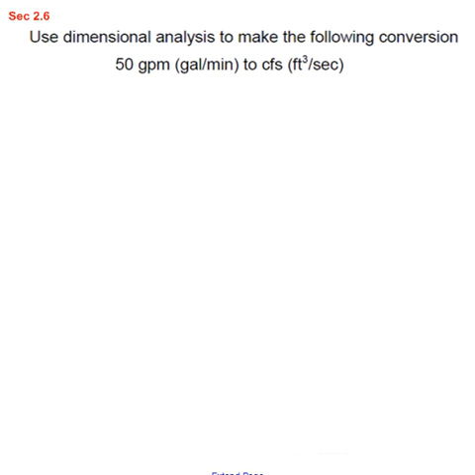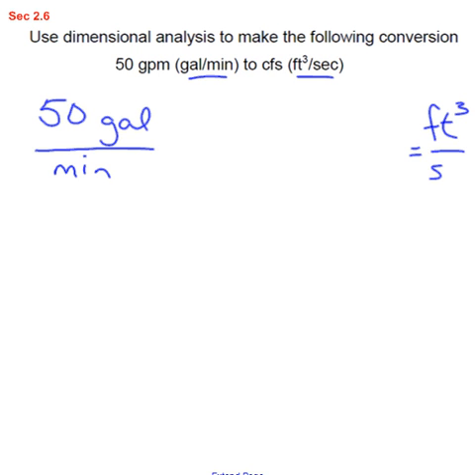So the first problem we're going to do says use dimensional analysis to make the following conversion: 50 GPM, and then it explains that GPM means gallons per minute, to CFS, and it explains that that means cubic feet per second. So these are going to be really helpful to us because in dimensional analysis we like to write things out like fractions. So this is 50 gallons per minute. And what we know is all the way over here we want to wind up with cubic feet per second.